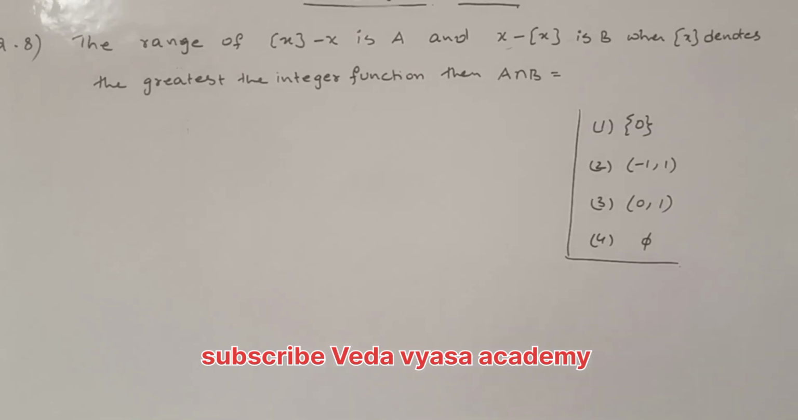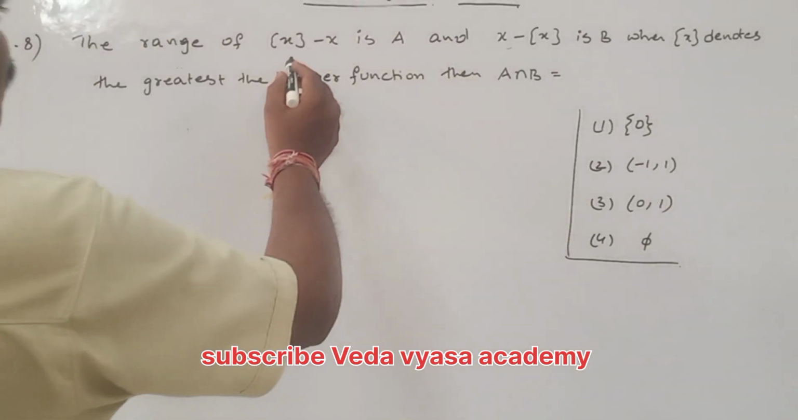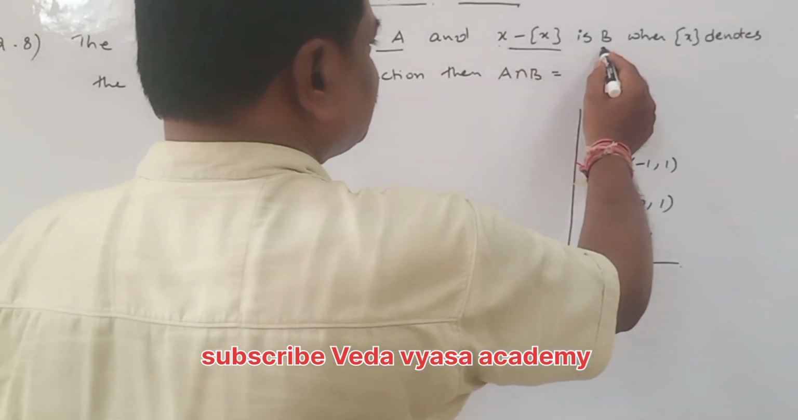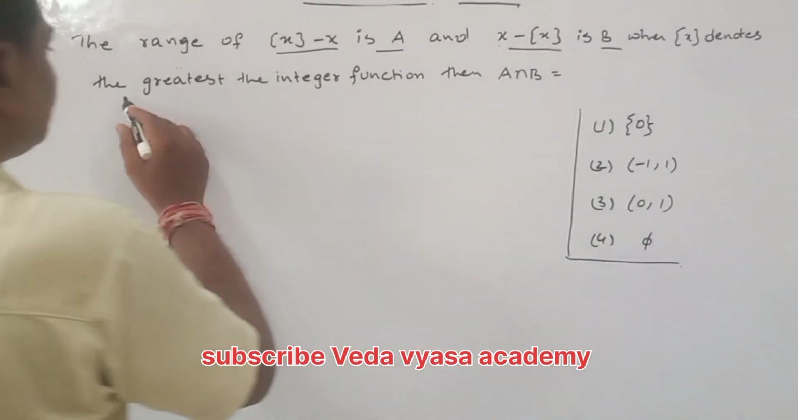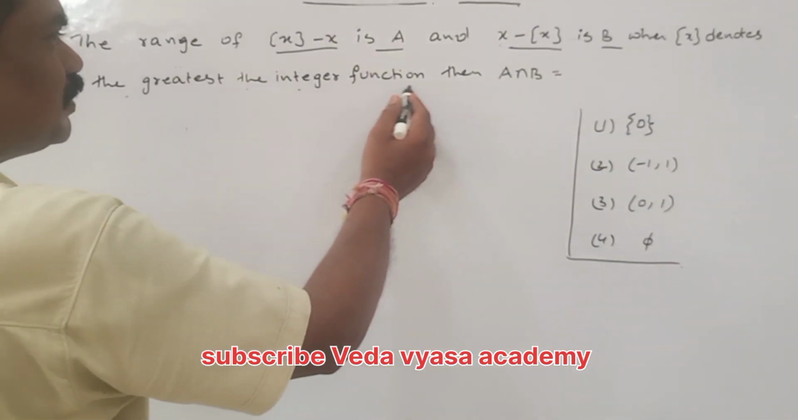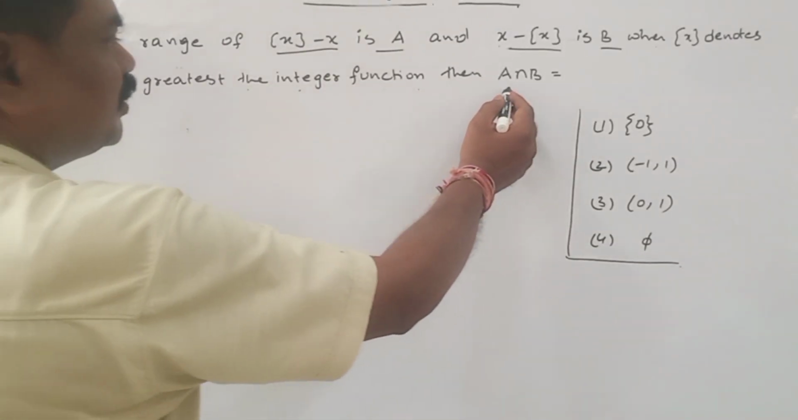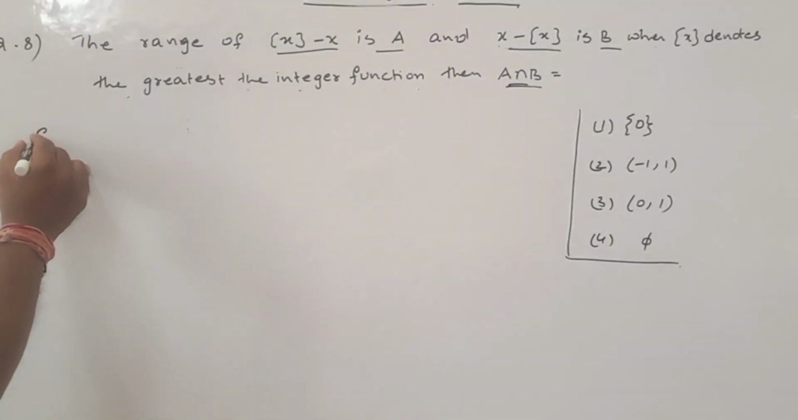Here we have the problem. The range of {x} − x is A, x − {x} is B, where [x] denotes the greatest integer function. A intersection B is equal to what?